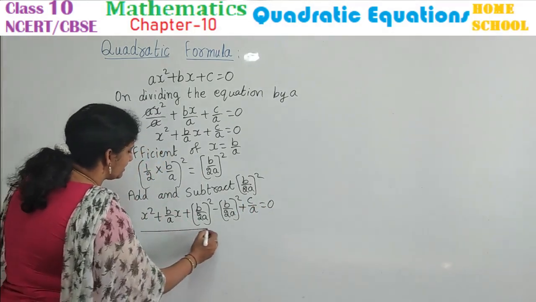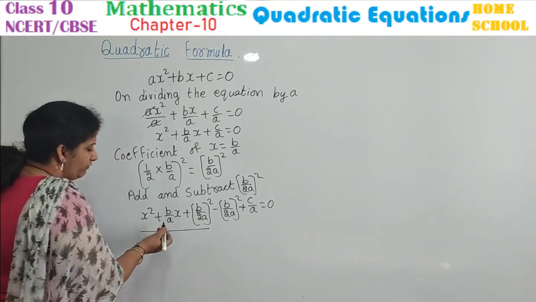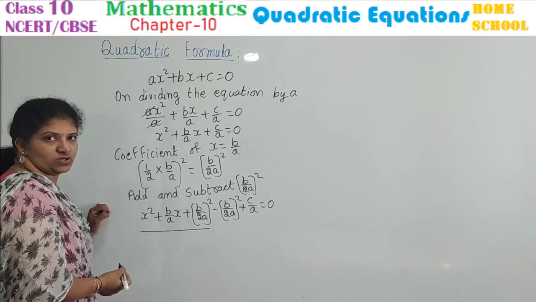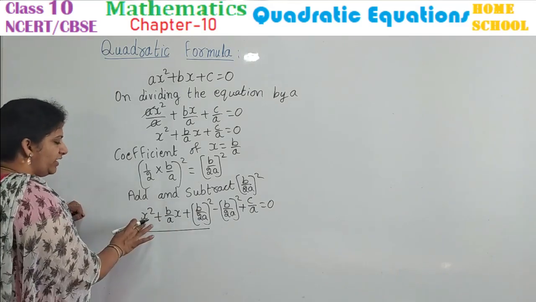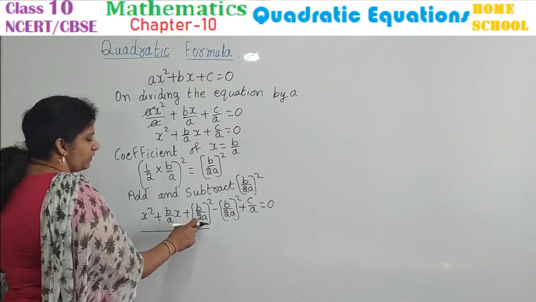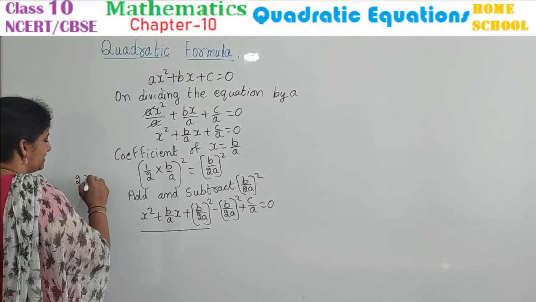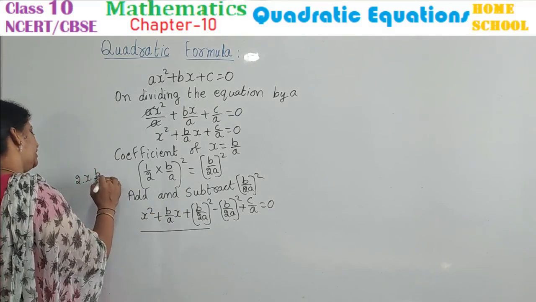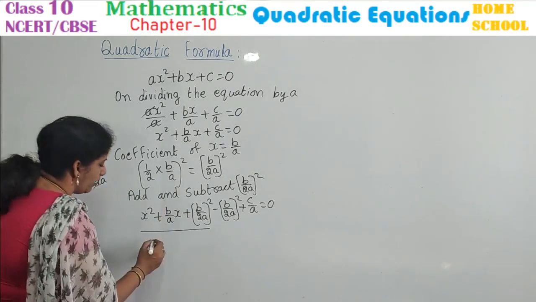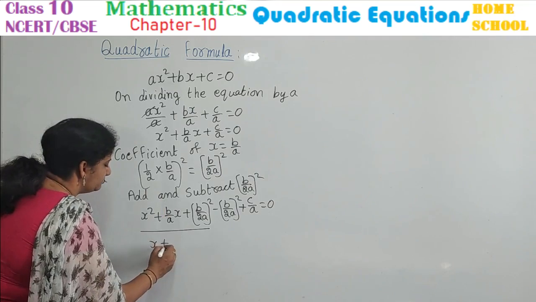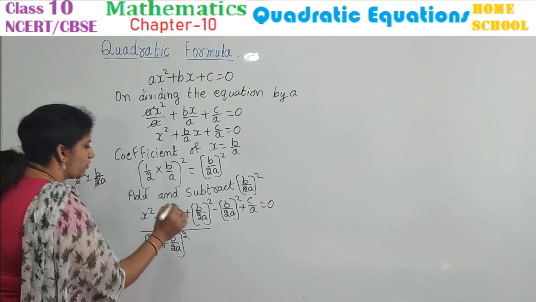So children, these first three terms give us an identity, that is a plus b whole square. If you have plus here, you take a plus b whole square. If you have minus, a minus b whole square. Let us check it out. A square, the a value is x. b square, the b value is b by 2a. 2ab means 2 into x into b by 2a. 2 cancels, b by a x, is it there? Yes. So apply the identity now: x plus b by 2a whole square.